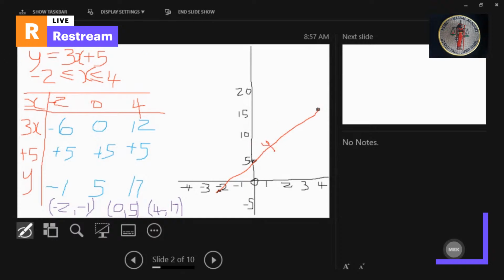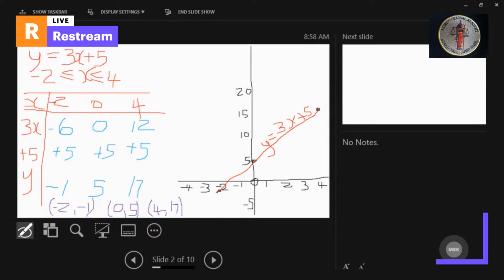And then what you're going to do now is to write the equation on the line. So you would write on the line y equals 3x plus 5. And that is your linear graph. So we're going to do one now with a negative coefficient. We're going to do a linear graph with a negative coefficient for the x term.